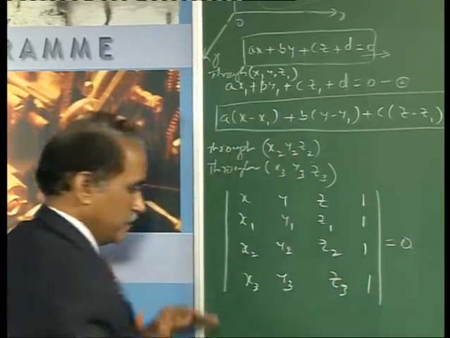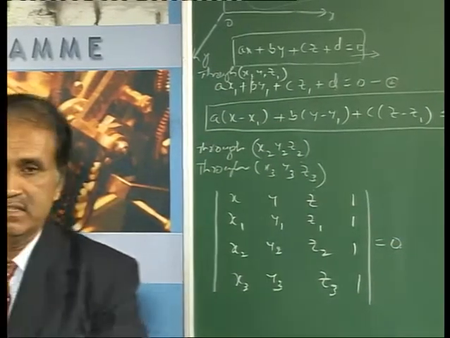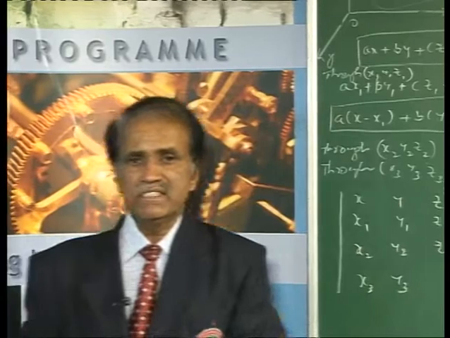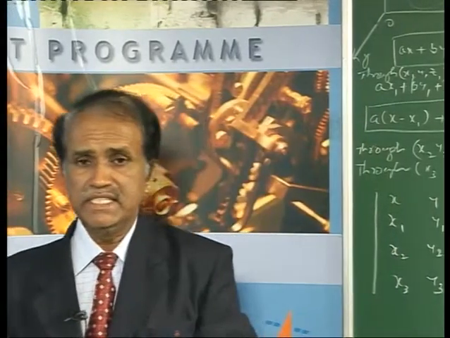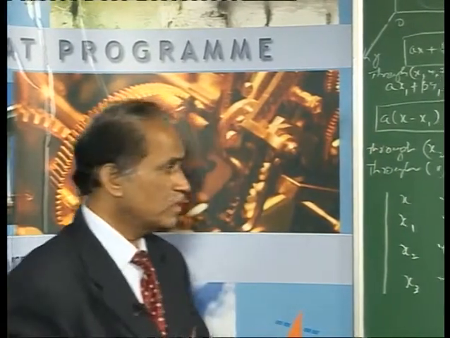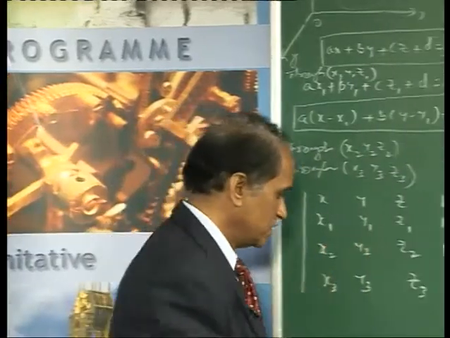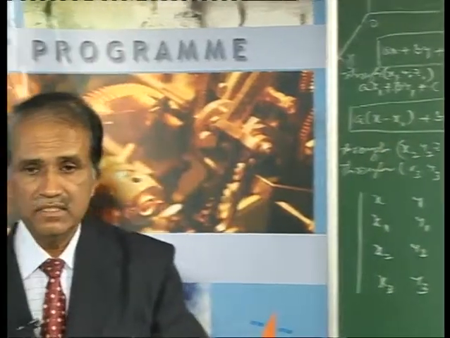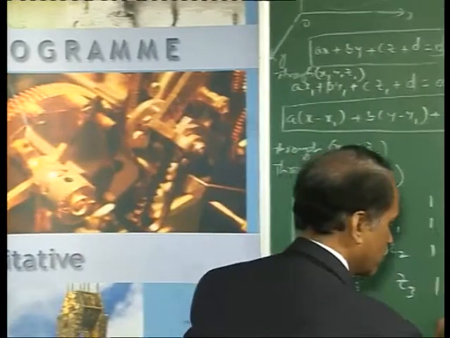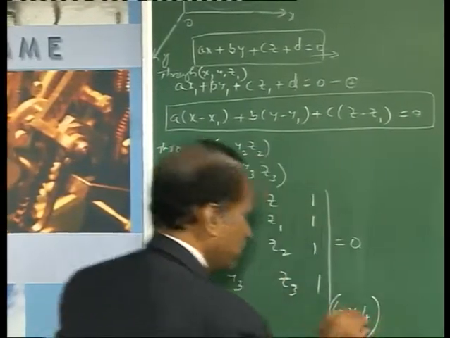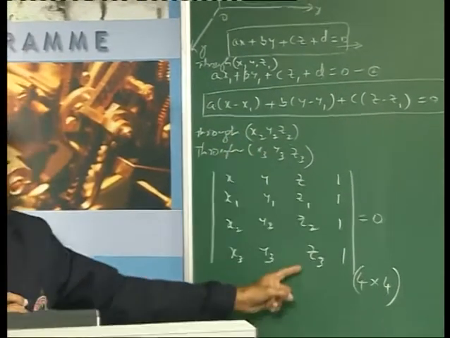This is equal to 0. I hope you must have studied matrices and determinants in detail, right? What all you have to do is, this determinant is what order? They should be 4 cross 4, because 4 rows and 4 columns.